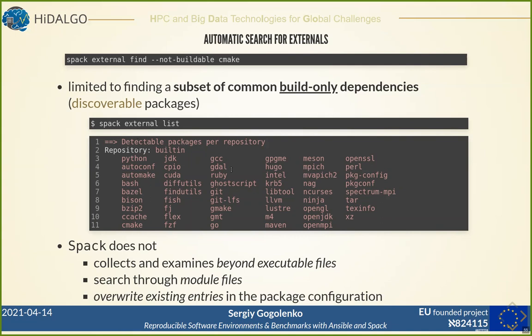Yeah, you can list all discoverable packages, all packages which can be found externally. And here is the list which is available on my version of Spack.